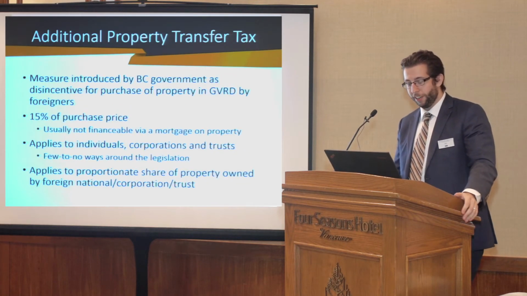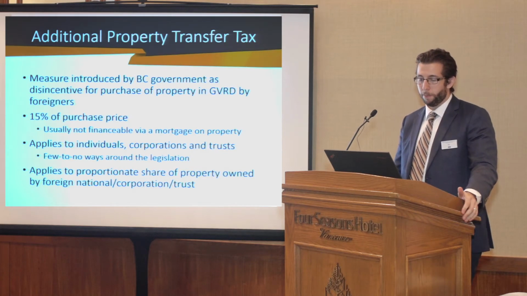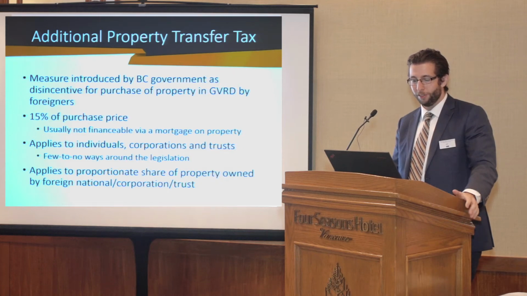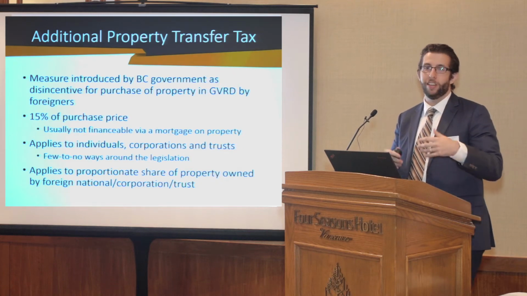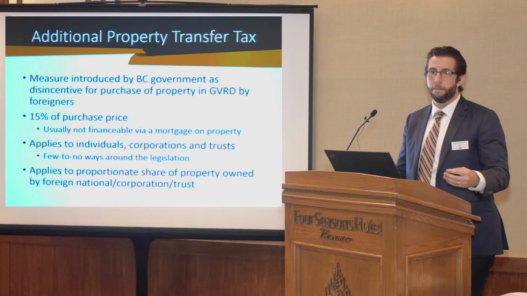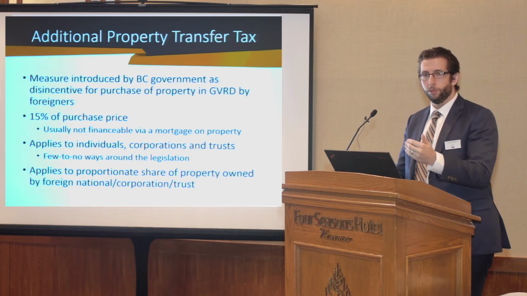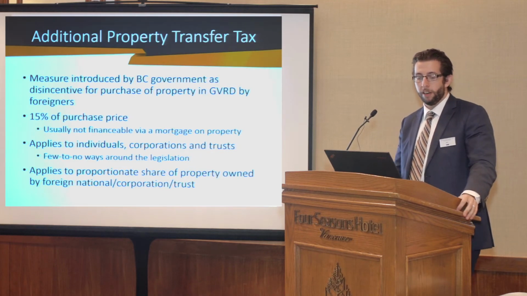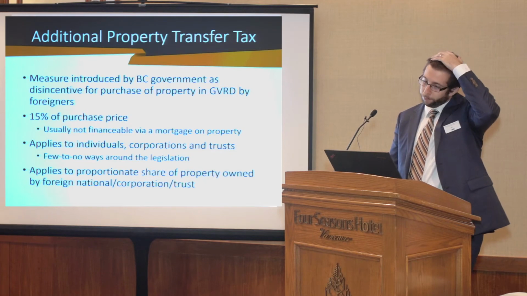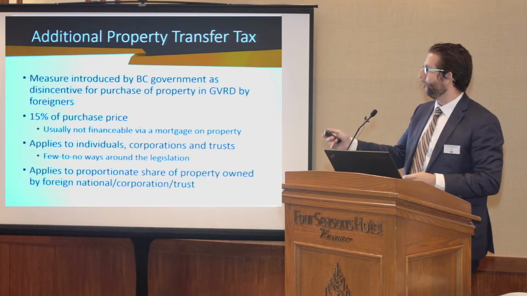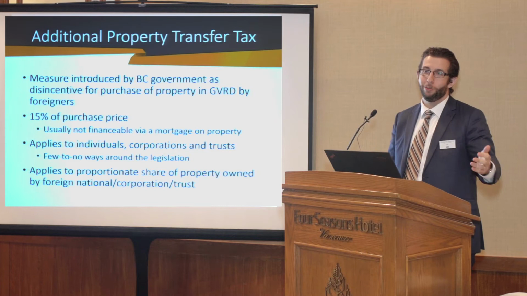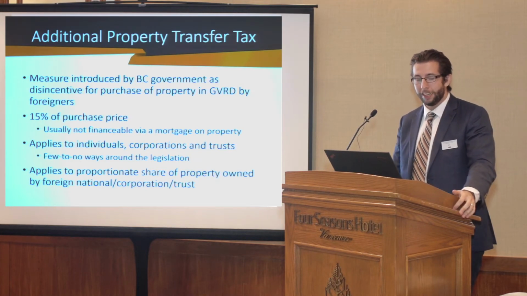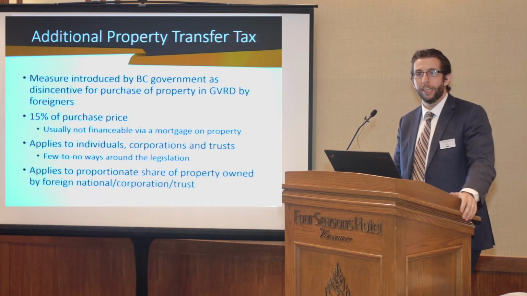The additional property transfer tax, or as you might know it, the foreign buyers tax, is very, very popular. This was a measure introduced to curtail the investment by foreigners into real estate in the Greater Vancouver Regional District. It's 15% of the purchase price of the property. And as you can see by the word additional, it is on top of that 1, 2, 3% that was mentioned in the earlier slide. So it can really get up there very, very quickly.